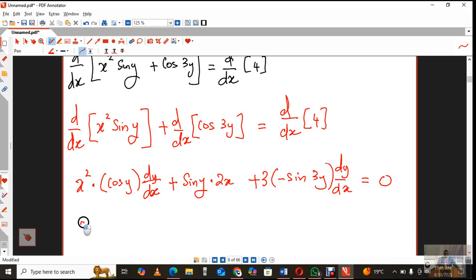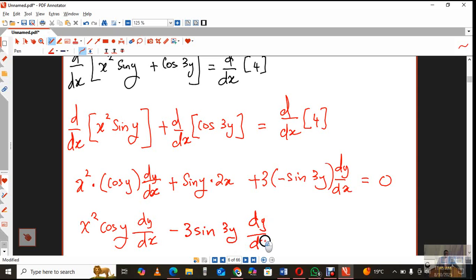Okay, so let's just clean up. So I've got x squared cos of y, then I have dy/dx here, and then perhaps I can bring this one, this one is minus 3 sine of 3y, and I have dy/dx. And that should equal, take away that 2x, it's going to be minus 2x sine of 2x, because this is not sine of 2x, my goodness gracious, it is sine of y.